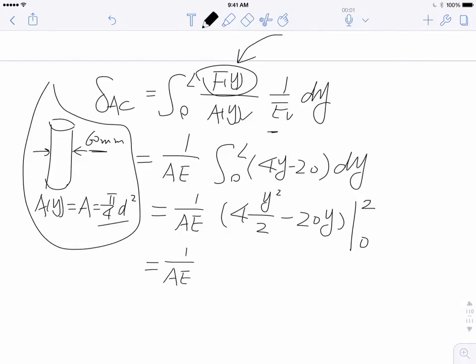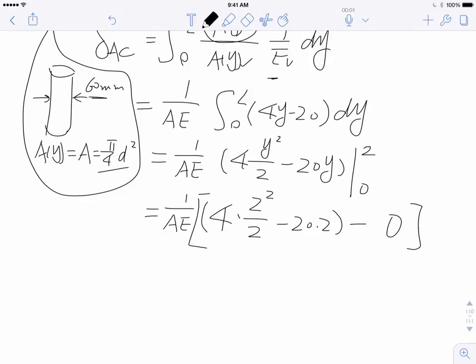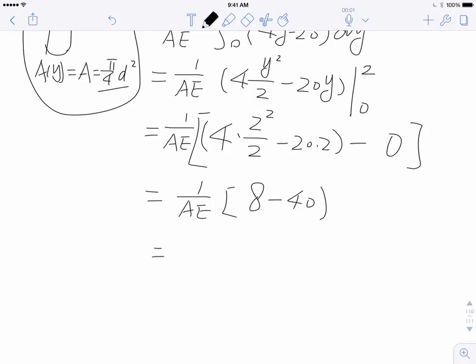Okay, so we can plug in when y equals 2, that's 2 squared divided by 2 minus 20 times 2, okay, minus everything is 0, so 0 minus 0, so 0, okay? So we don't have to worry about that. Then the next thing is calculate the things out. So AE still there, and internally this is 16 divided by 2 minus 40, right? Okay, so therefore it's minus 32.